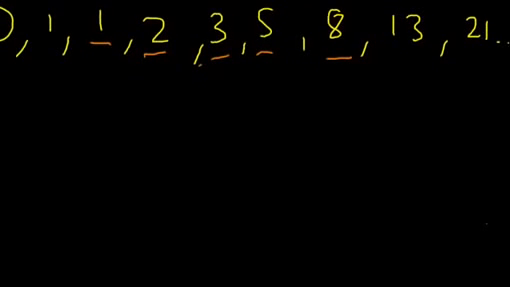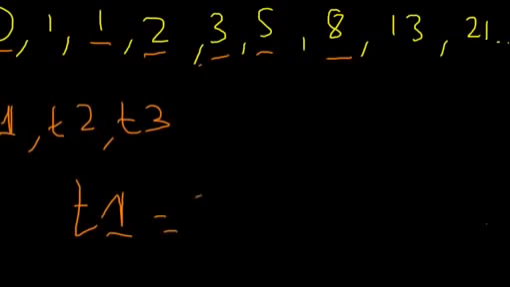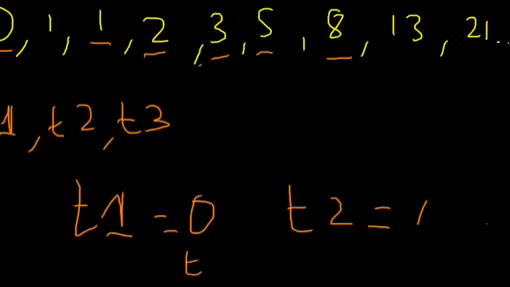Now, how do you go about printing this in a program? Essentially, you should use three variables. Let's say T1, T2, and T3. Now, what is the first T1? T1 initially is 0 and T2 initially is 1. And what is T3? T3 is T1 plus T2.